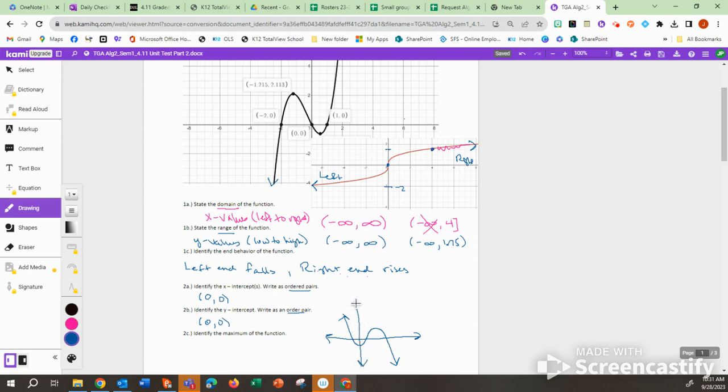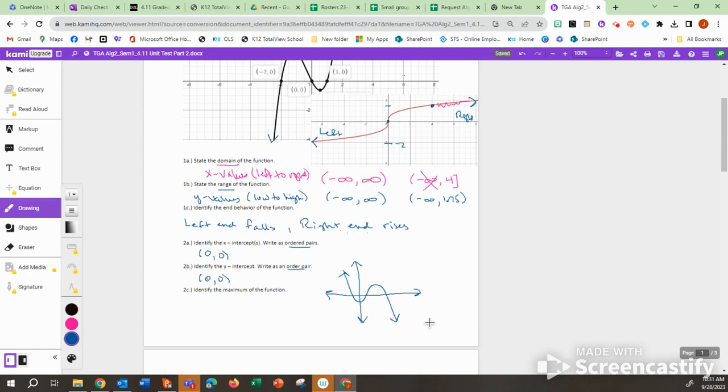A max is considered any type of mountaintop. And if it asks for a min, it would be any type of valley. Since it's asking for a max, my graph doesn't have a max, so I drew this one just to show you. Here is a mountaintop, and it would be the highest point of that mountain drawn in the graph. Then you would go down and figure out what the x value would be. So let's say it's at 1, 2, 3.